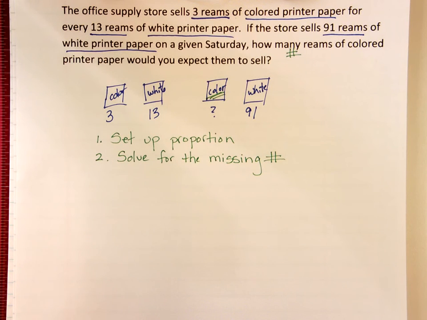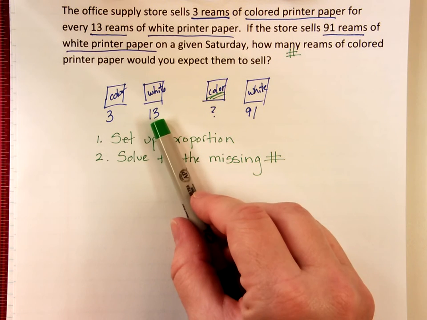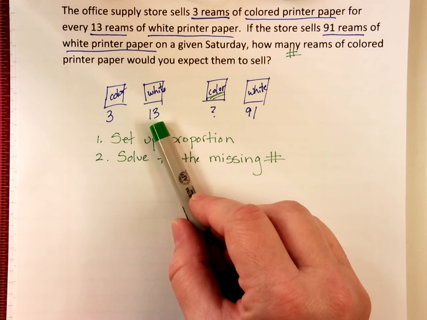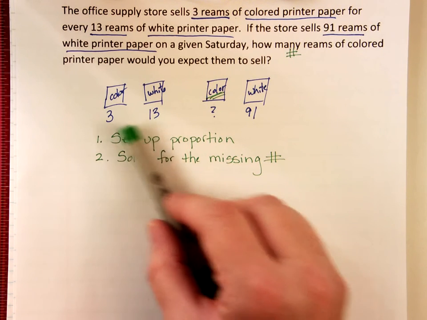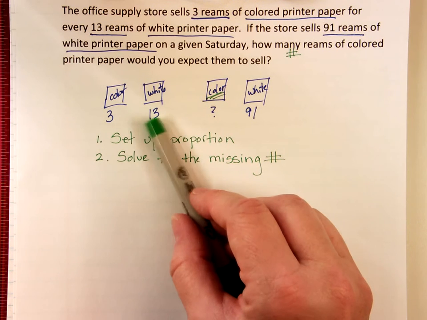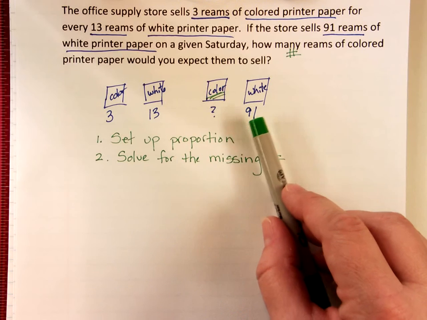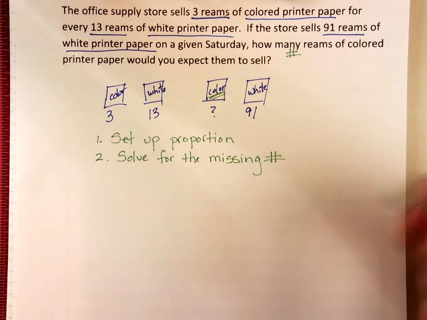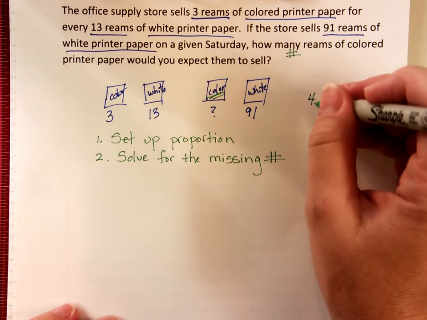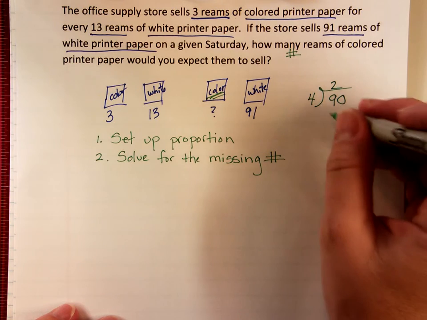So let's try and get a quick estimate. Let's see, 3 is about a quarter of 13. A little bit less than a quarter, because a quarter is 4. 3 times 4 would be 12. So let's figure out that my colored paper should be about a quarter of 90. Let's see, what's a quarter of 90? How many times does 4 go into 90? 4 times 2 is 8.